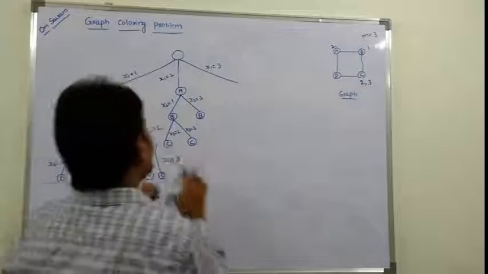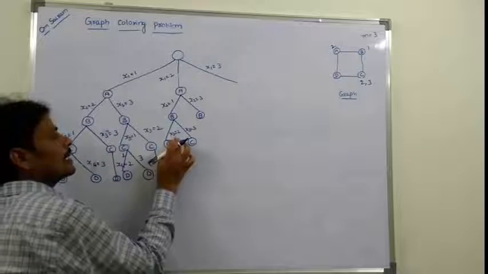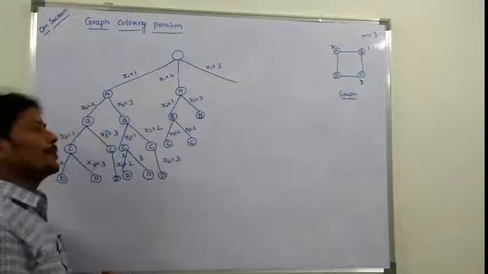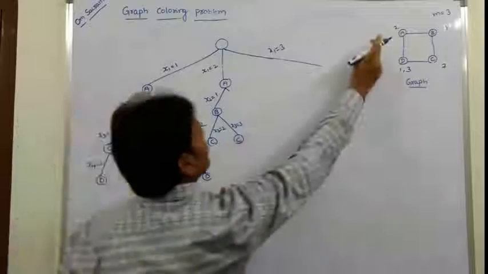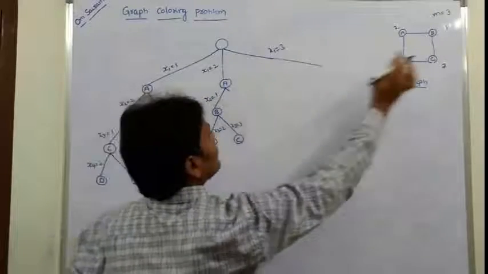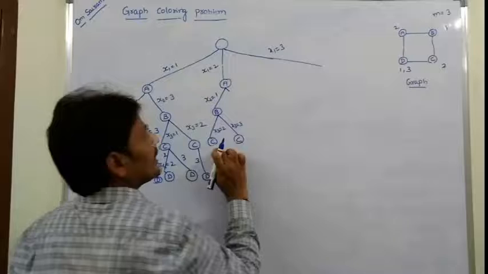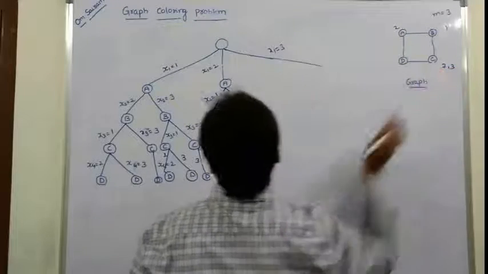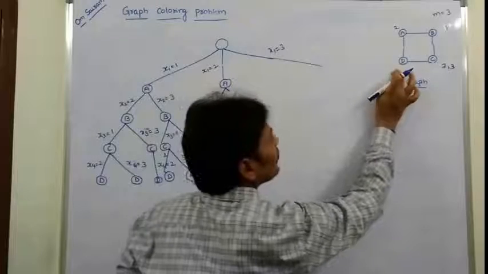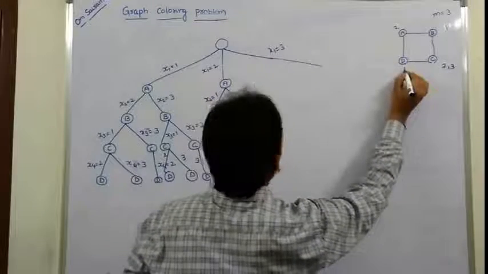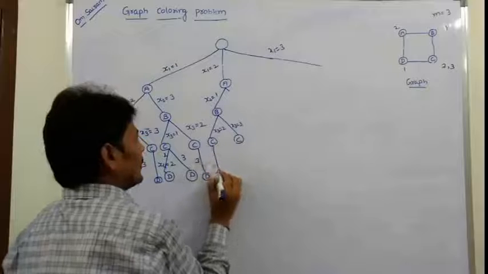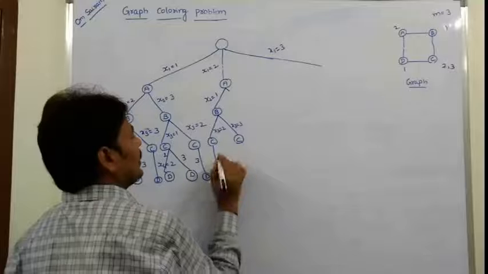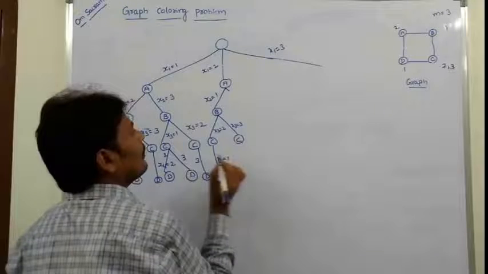Next, suppose for vertex C we are using the second color. Vertex A is filled with the second color, vertex B is filled with the first color, and vertex C is filled with the second or third color. What is the possible color we are using for vertex D? That is the first color. So x4 is equal to 1.